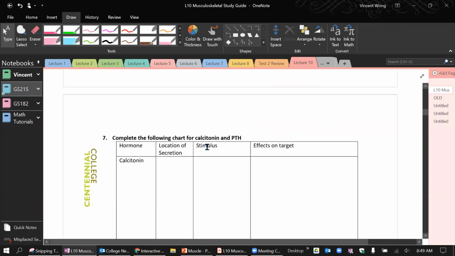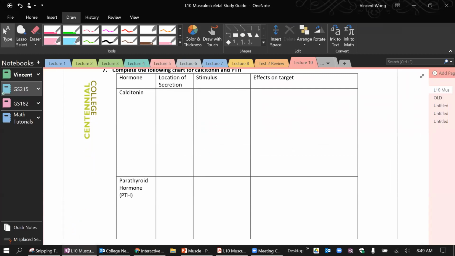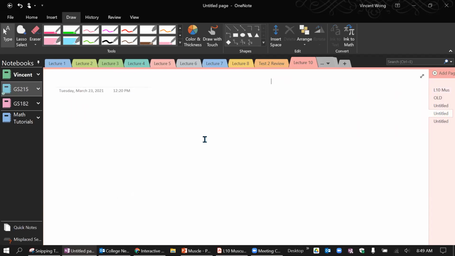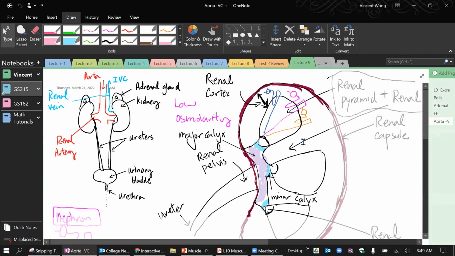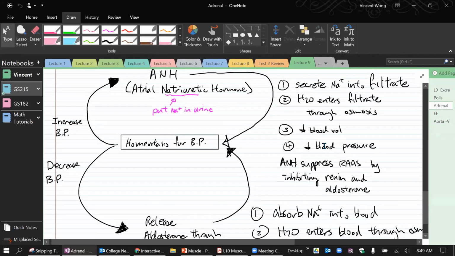The next thing talks about the PTH and the calcitonin. This chart is already filled in the lecture, so I'm not going to do it again, but I'll briefly go through a flow chart with you. Last time, which was lecture 9, we talked about this.